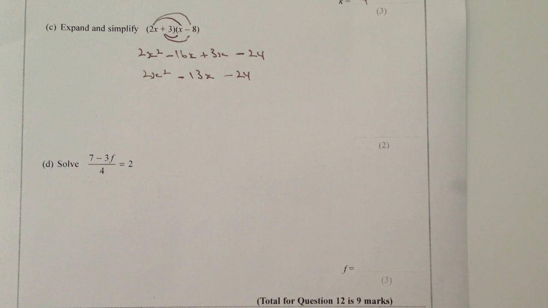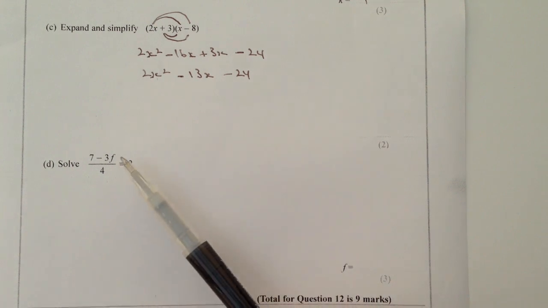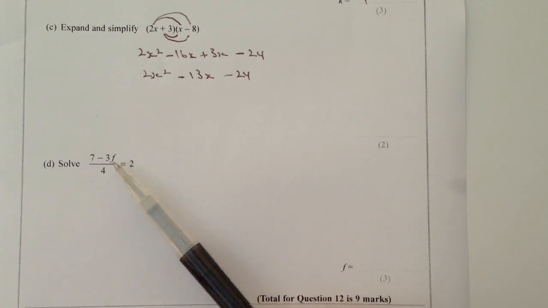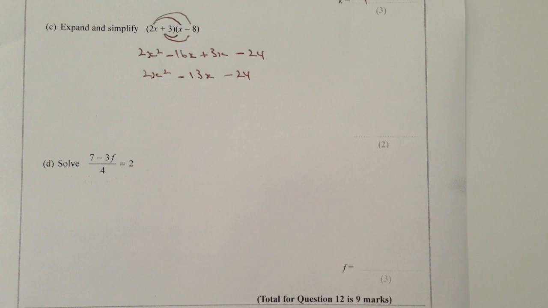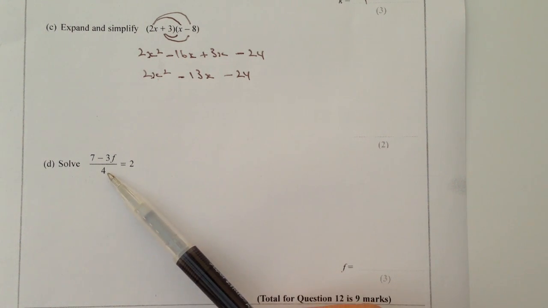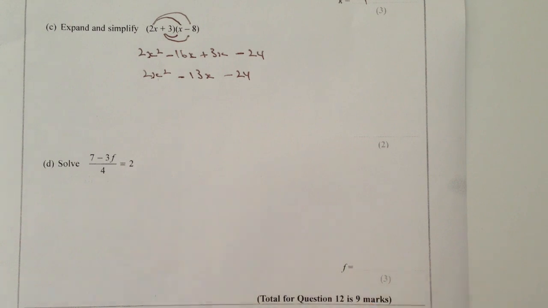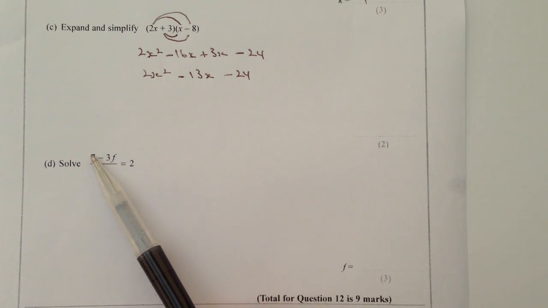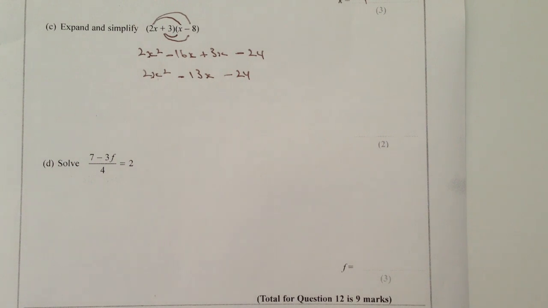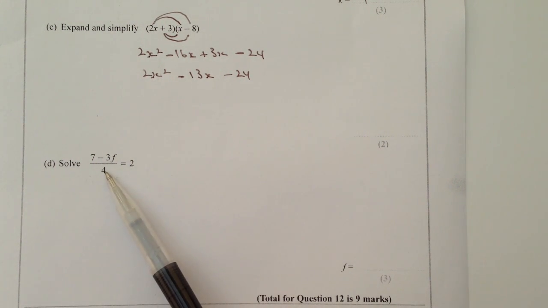Then we're going to go on to part D of this, where we're being asked to solve. In other words, they want us to work out the value of f in this particular equation. The first thing is we're dealing with a fraction, so really we need to get rid of this denominator. This 4 is not going to do us any favours at all. We need to get rid of it. So I'm going to multiply this side of the equation by 4, because if I do that, I can cancel this out.